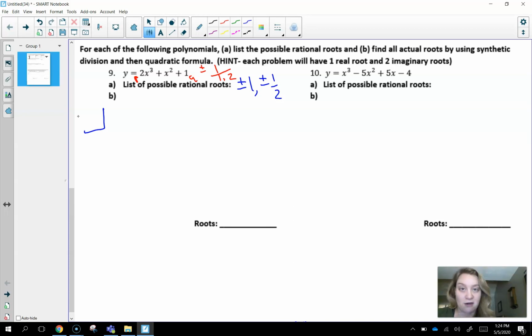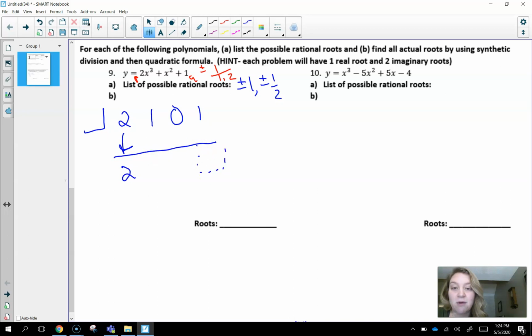We got to also be careful with my coefficients here. Notice it's an x cubed. So I need a coefficient to represent x cubed, x squared, x, and then the constant. So my coefficient for x cubed is 2. Our coefficient for x squared is 1. There is no x in this equation, so I got to put a 0. Okay? Then my constant of 1 on the end. Okay? We're going to drop the 2. Remember, our goal is that this last number has to be a 0.